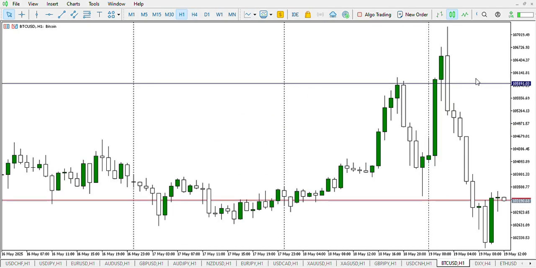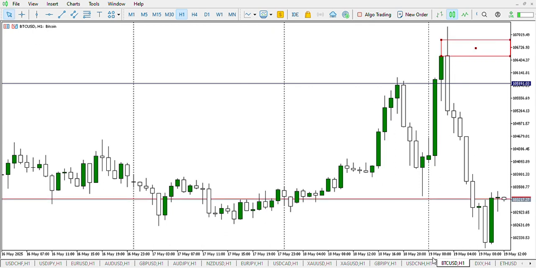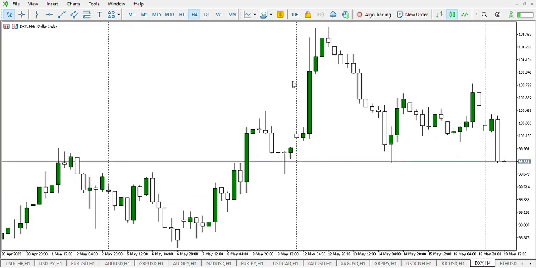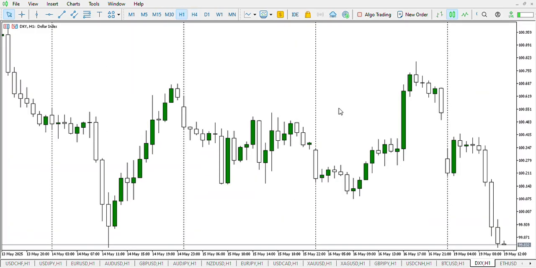Right here on BTC USD, we have a strong pattern for a sell, which price is responding to. However, price gave no room for a retest, but the sellers are in control. And on DXY, we had a strong pattern for a buy at the Asian session that was broken by the sellers. So once you have more than 2 closes below this, you can see 1 close, 2 close, 3 close, it means the sellers have totally overpowered the buyers.